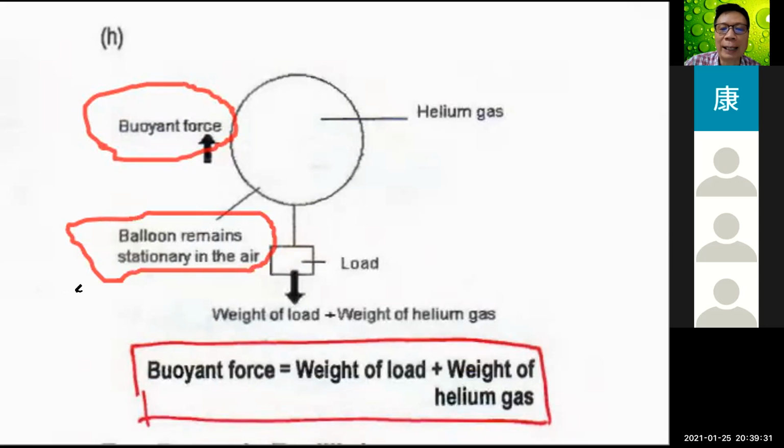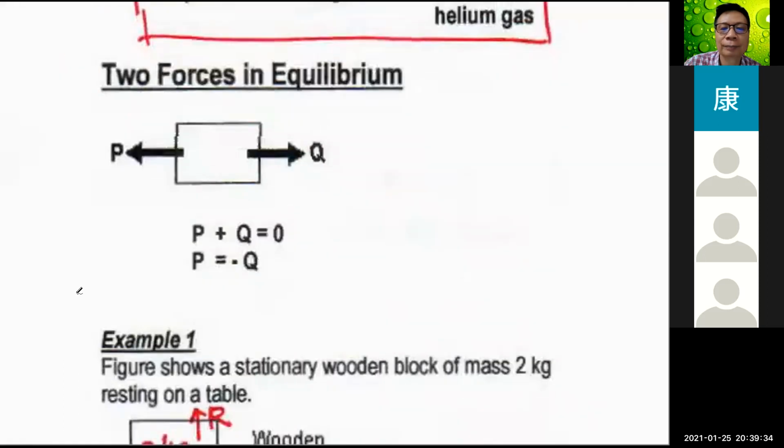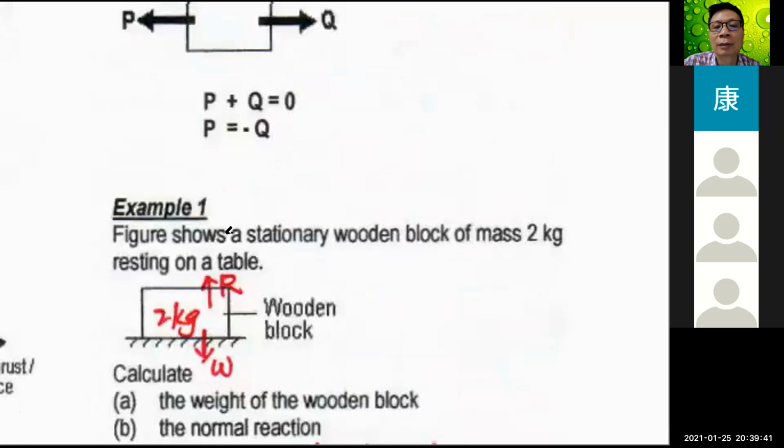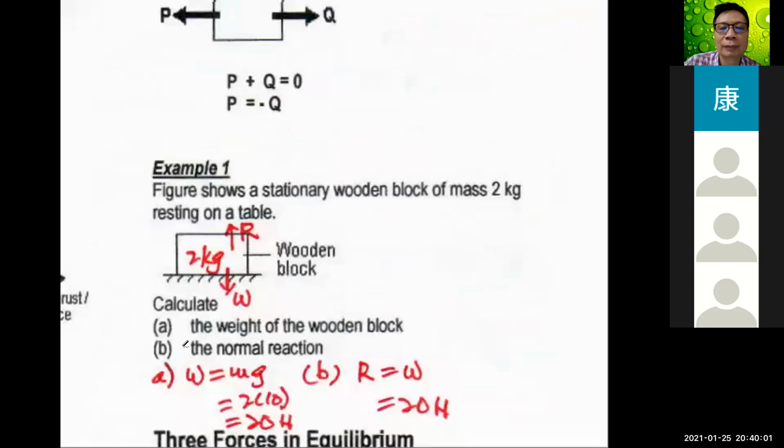Okay, now we look at a few examples. Just see example 1. Figure shows a stationary wooden block, 2 kilograms, resting on the table. So you have W weight, you have the normal reaction. Calculate the weight of the wooden block. Weight is mg, mass times gravity. W equals mg. Mass is 2, g is 10, so it's 20 Newton.